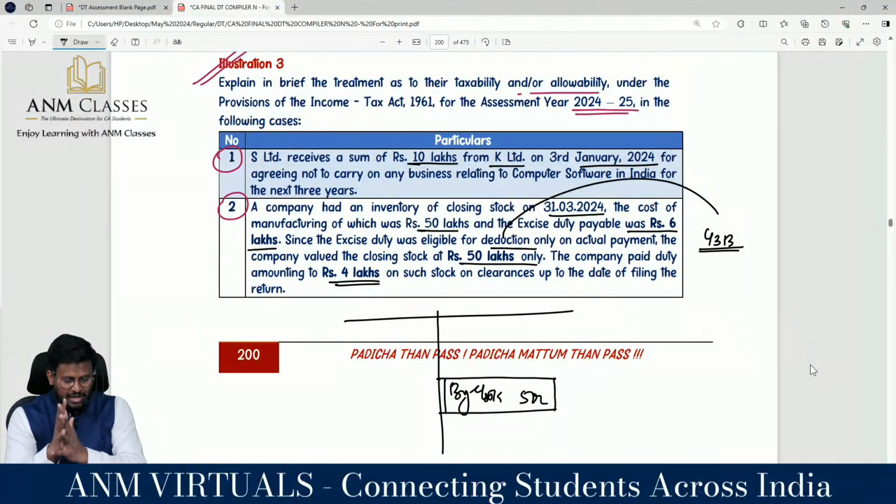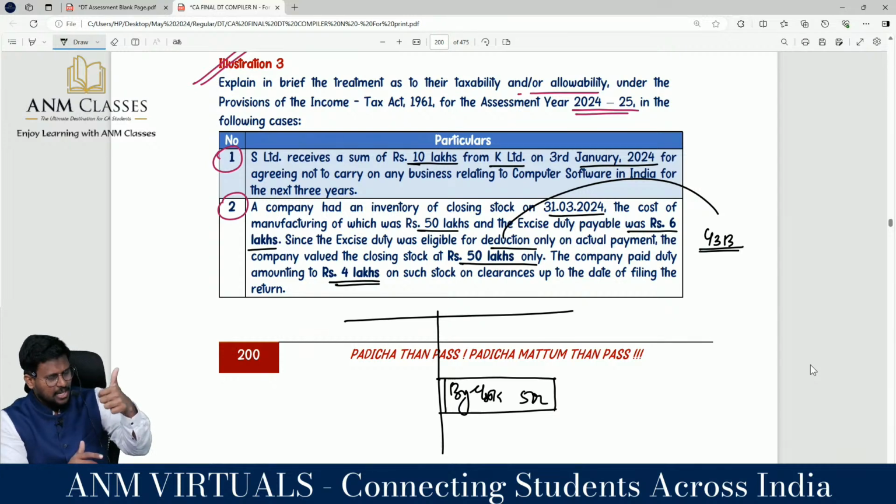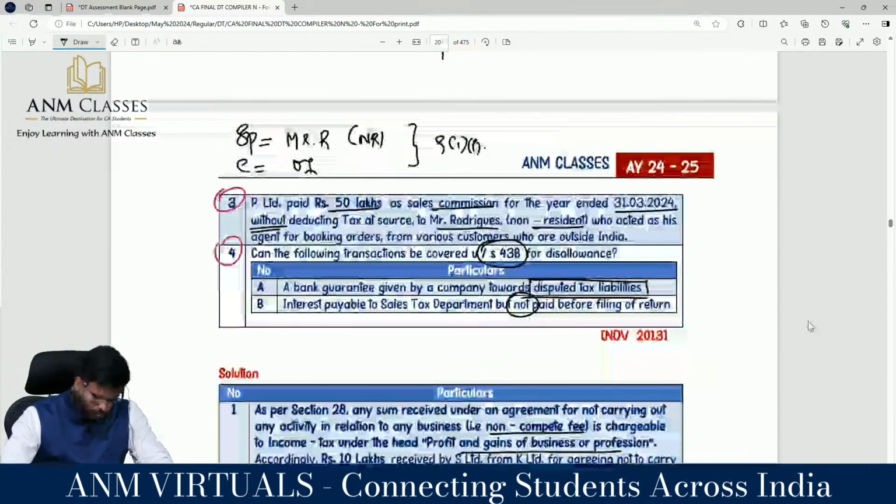Someone has received 10 lakh rupees as non-compete fee. What section? 28. It will be treated as non-compete fee under the head PGBP. A company was having 50 lakh rupees of inventory. They were having customs duty payable of 6 lakh. When you value the closing stock, you have to value it including customs duty as per section 145A. And out of that 6 lakh, only 4 lakh has been paid. That means only 4 lakh will be allowed as deduction. The remaining 2 lakh should be added back as per 43B.